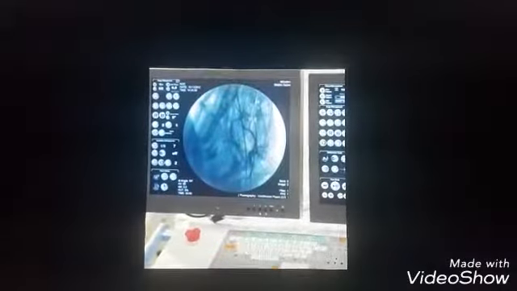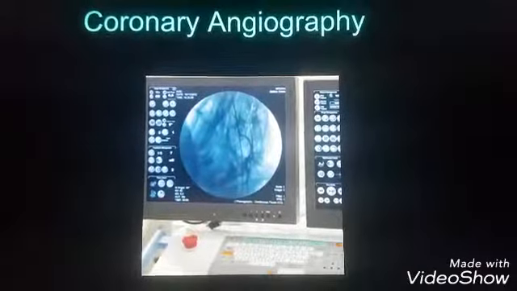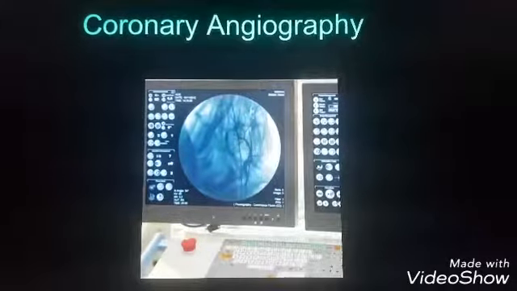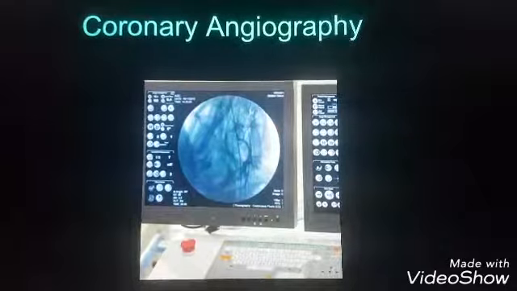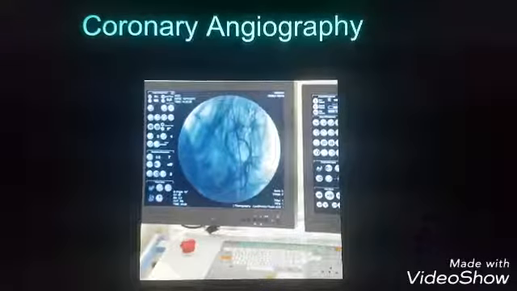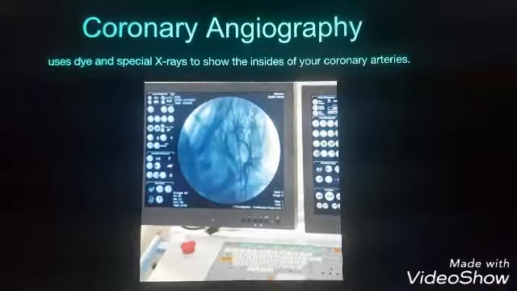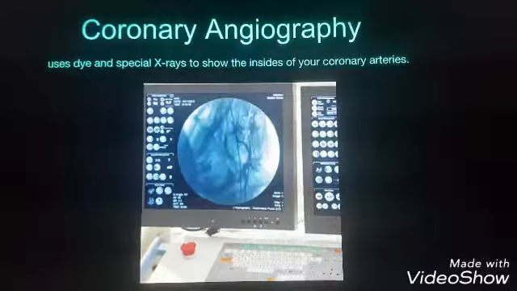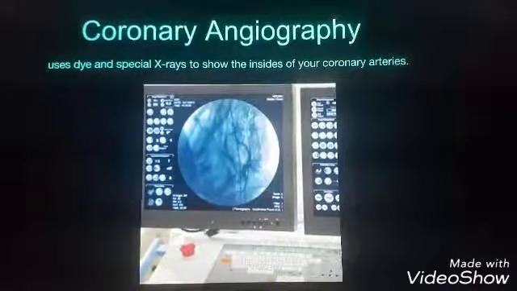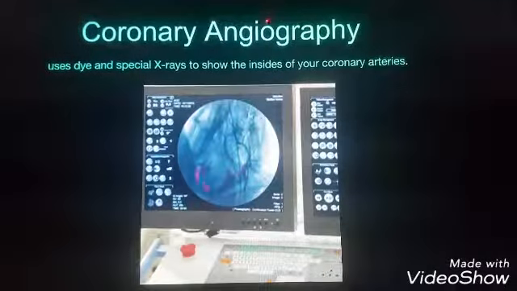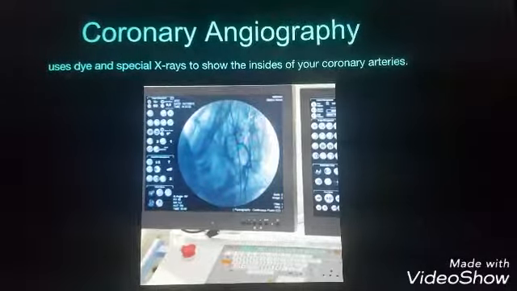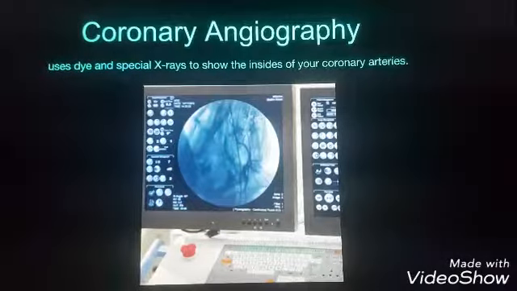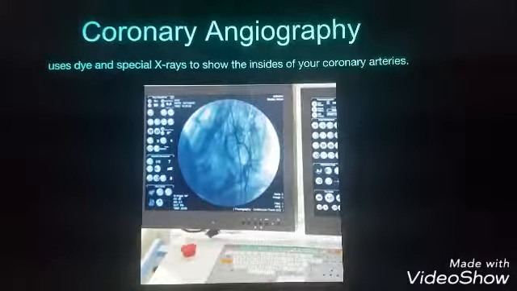So a piece of technology which we can use to diagnose coronary artery disease would be coronary angiography. A coronary angiography uses dye and special x-rays to show the insides of your coronary arteries. With this device, we can see areas of restricted blood flow due to artery inflammation, which can help us indicate coronary artery disease.